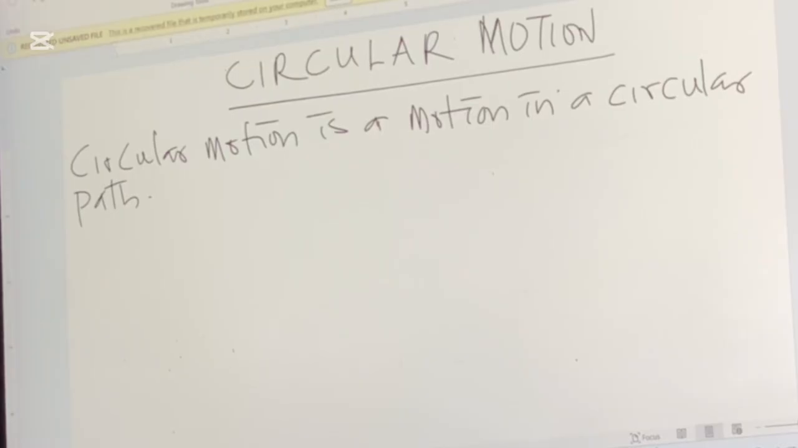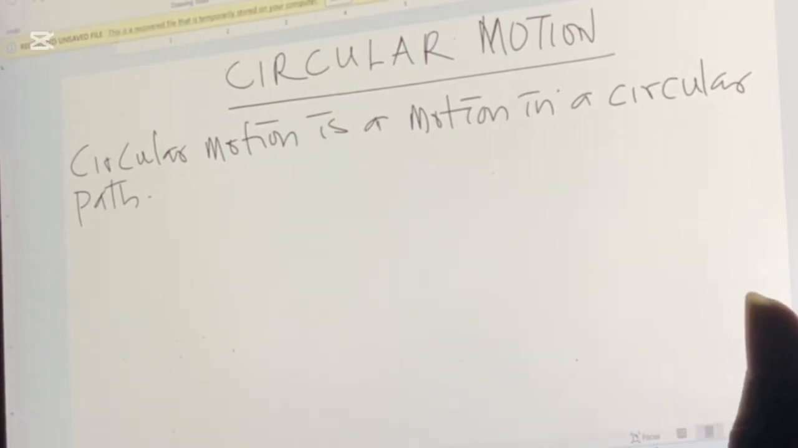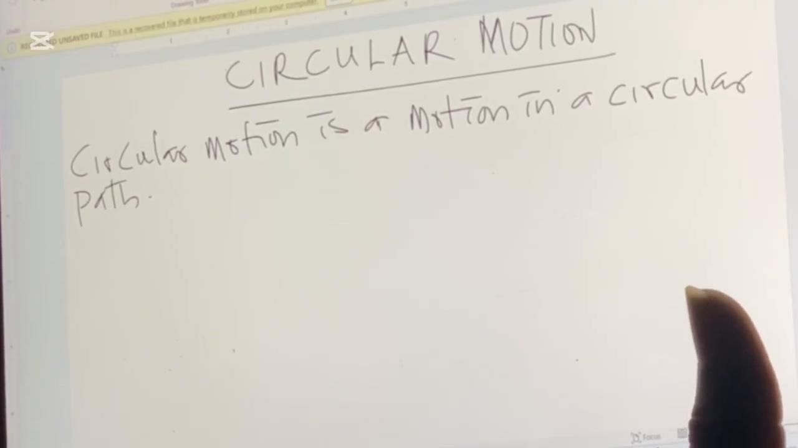Please take note of this. A circular motion has the following characteristics. The first one is constant speed. The second one is changing velocity. The third one is centripetal acceleration.